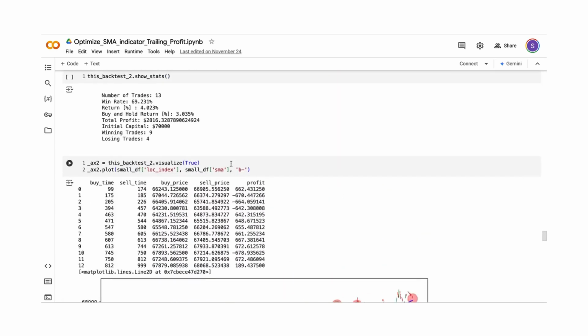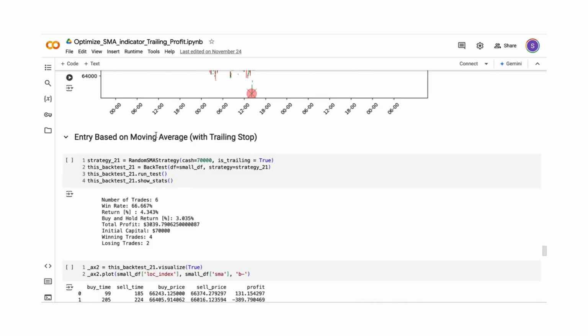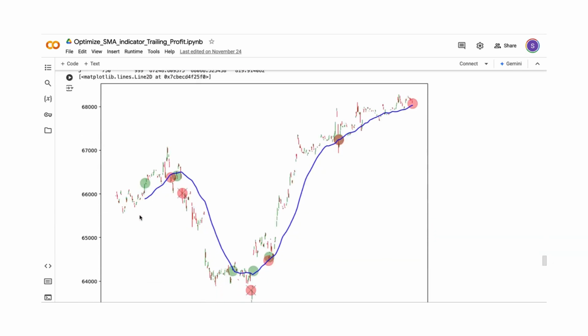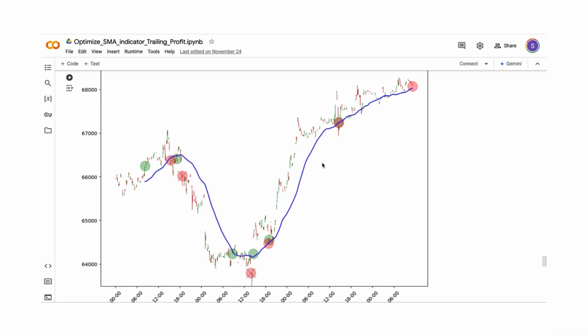If we add the trailing stop loss, we are able to make some difference in the return, from 4% to about 4.3%. And as you can see here, we don't take trades here because it's a downtrend. We start trading here and then we make a huge profit in this trade by taking advantage of this uptrend of the stock. So again, our intuition is confirmed that this is exactly what the trailing stop is doing.